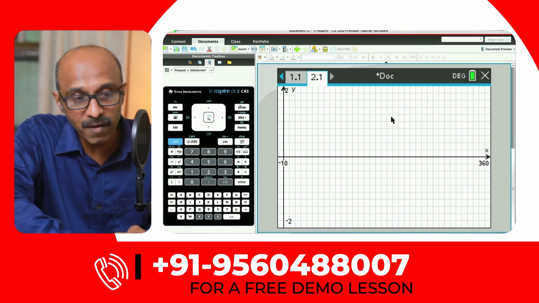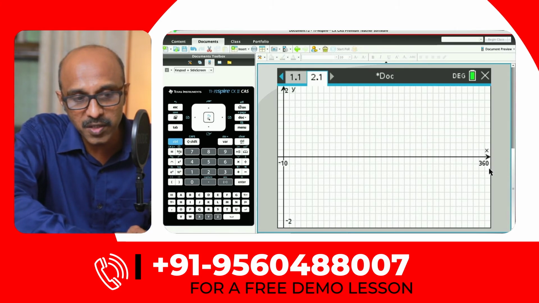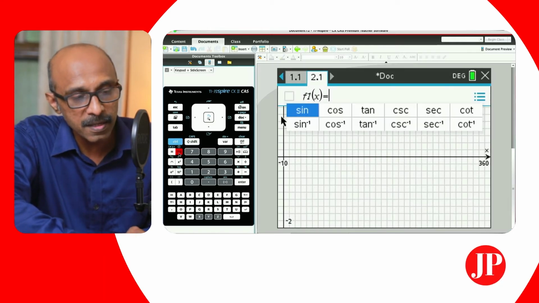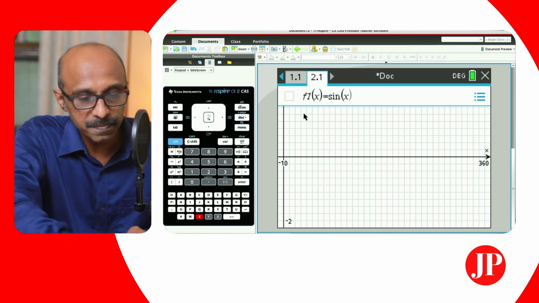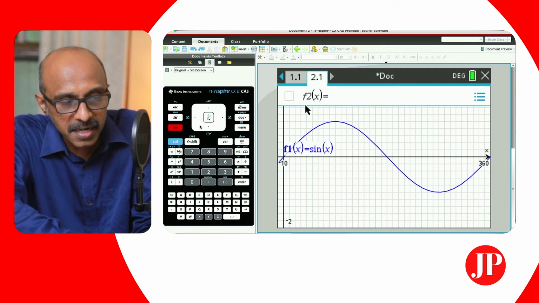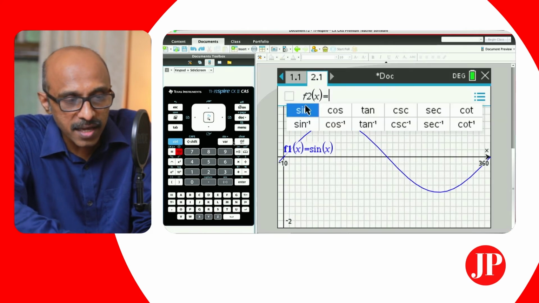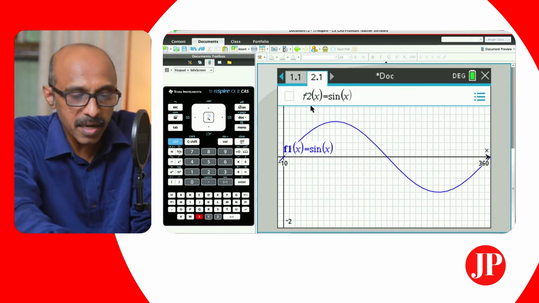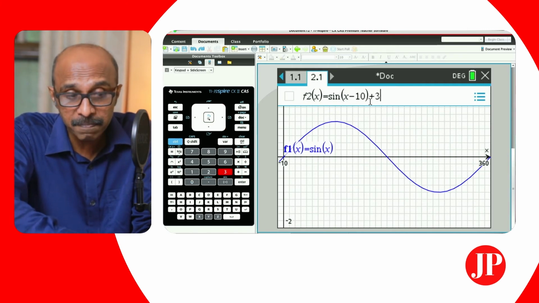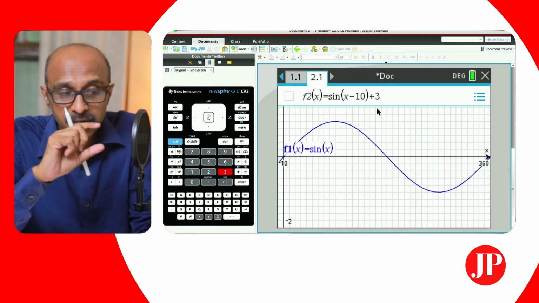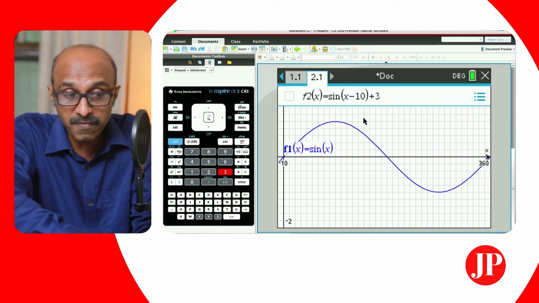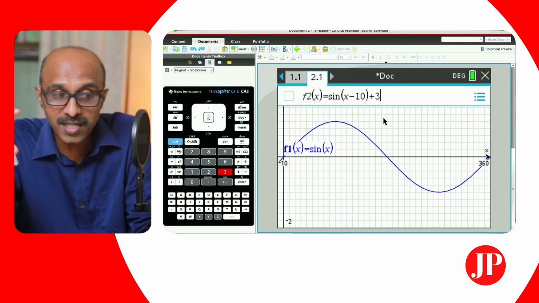So here's our calculator. I've already inserted a new problem, and you can see the values of x go up to 360. So what we can do is enter the parent sine function now, sine of x. And there's the parent sine function. And then we'll enter the translated trig function as sine of x minus 10, and outside the bracket, we're going to put 3, which means h is 10 and the value of k is 3. That means the parent function was sine x, the blue function, and the translated function is going to go right by 10 units and up by 3 units.